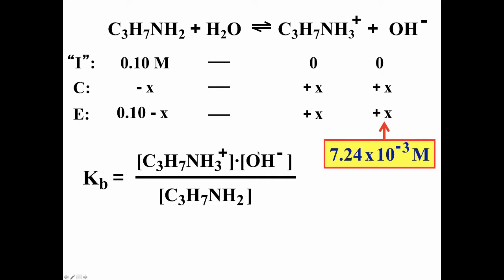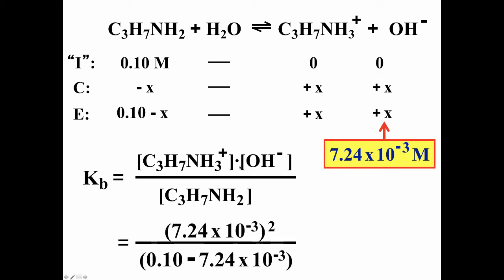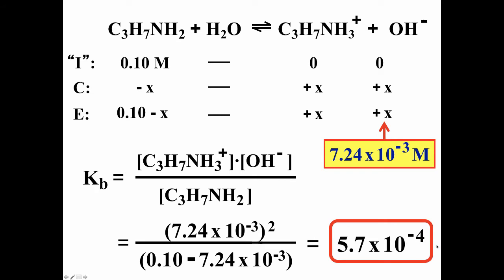And then, since we have a known concentration of OH-, so this is essentially how much the propylamine has dissociated, we know our value of x. So we can plug that in for the C3H7NH3+ concentration, for the OH- concentration, and for the remaining propylamine concentration. And there are our values. And there is our base dissociation equilibrium constant of 5.7 times 10 to the minus fourth. So it's a weak base, partially dissociates water.